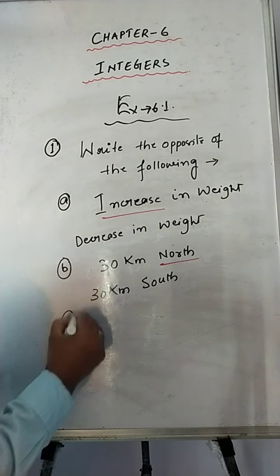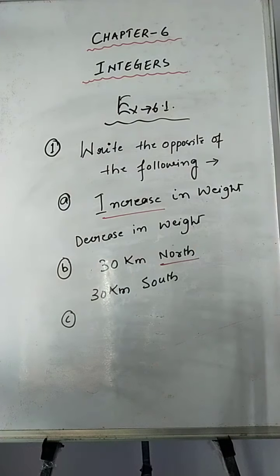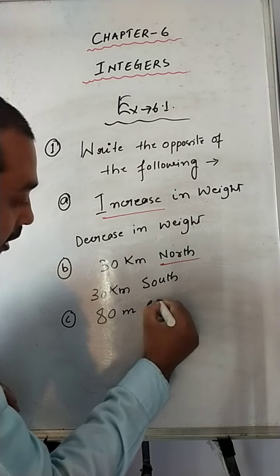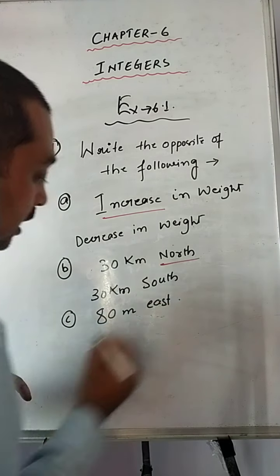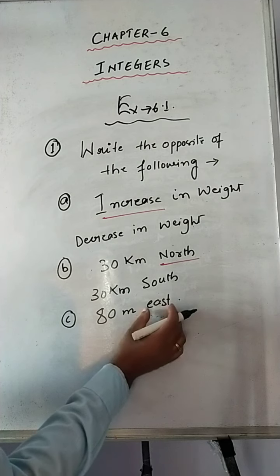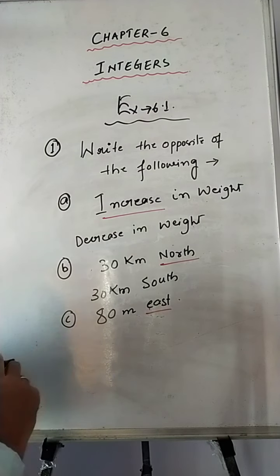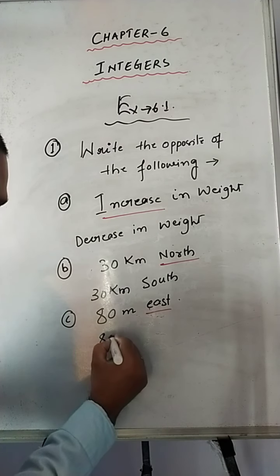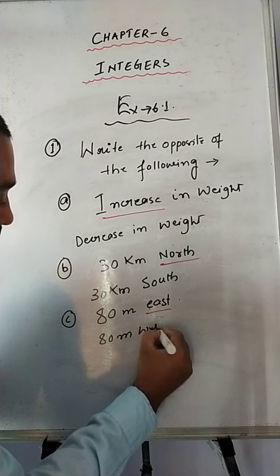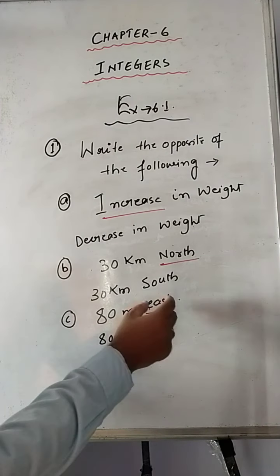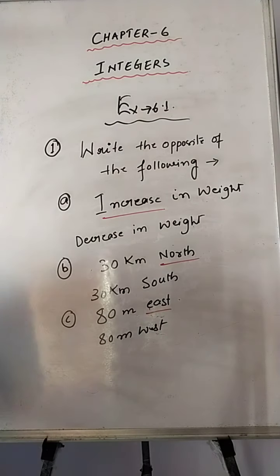Okay. Now number C. Number C, we have 80 meter east. Now how to change this statement? What is the opposite of east? Opposite of east is west, isn't it? So we have to change this word, that is 80 meter west. So this is the opposite meaning of this number C, that is 80 meter east, opposite is 80 meter west.